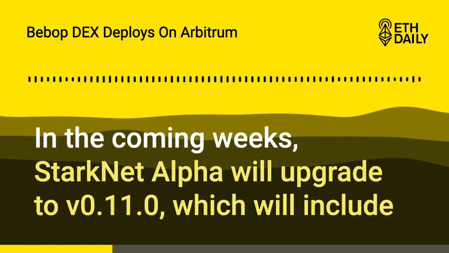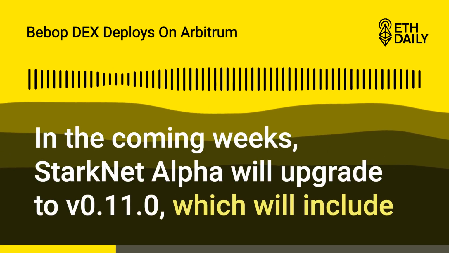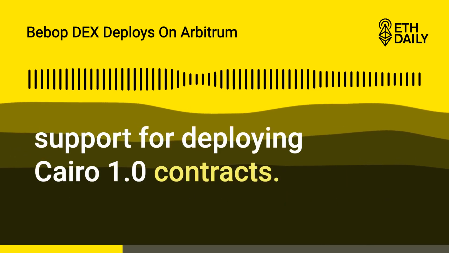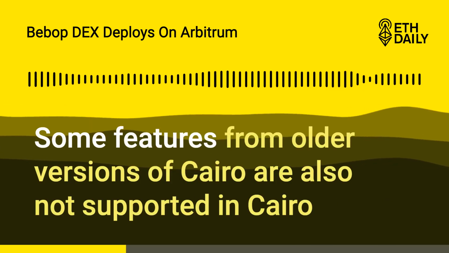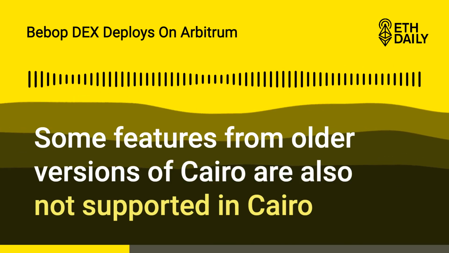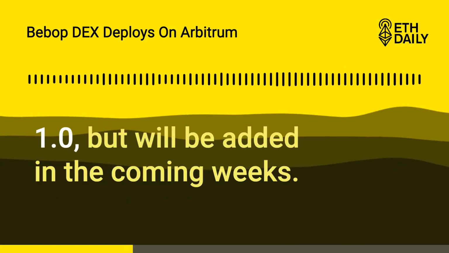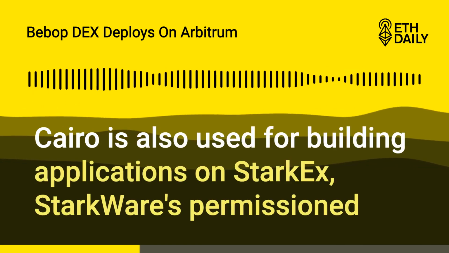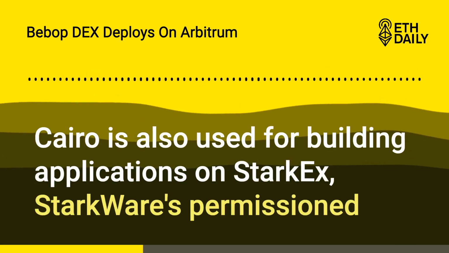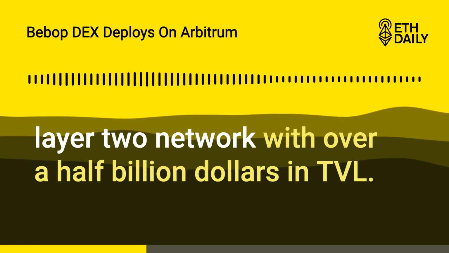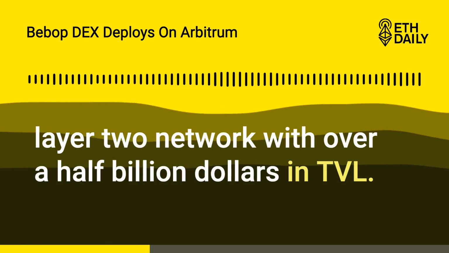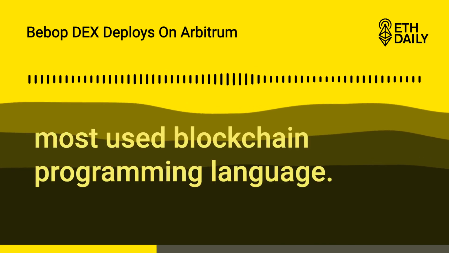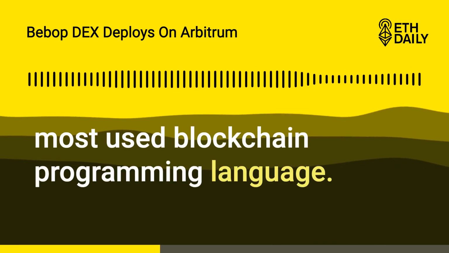In the coming weeks, StarkNet Alpha will upgrade to version 0.11.0, which will include support for deploying Cairo 1.0 contracts. Some features from older versions of Cairo are also not supported in Cairo 1.0, but will be added in the coming weeks. Cairo is also used for building applications on StarkNet, StarkWare's permissioned Layer 2 network with over $500 million in total value locked. According to DeFi Llama, Cairo is the fourth most used blockchain programming language.